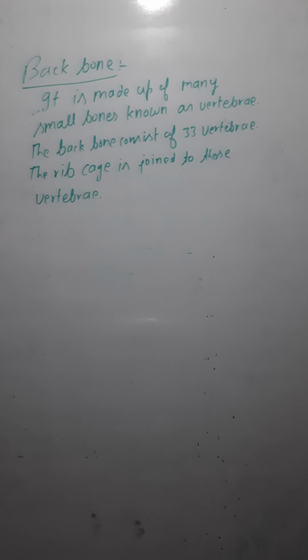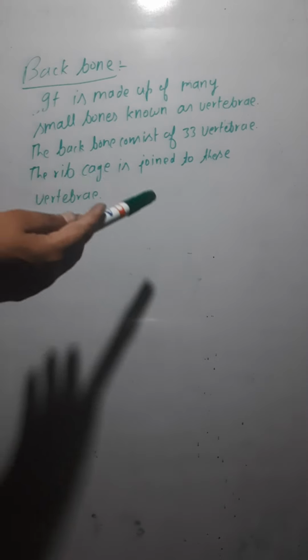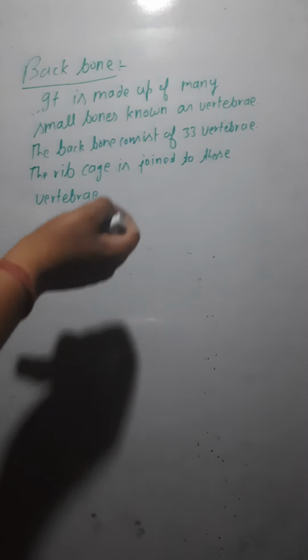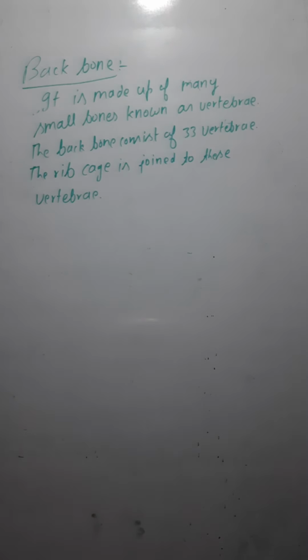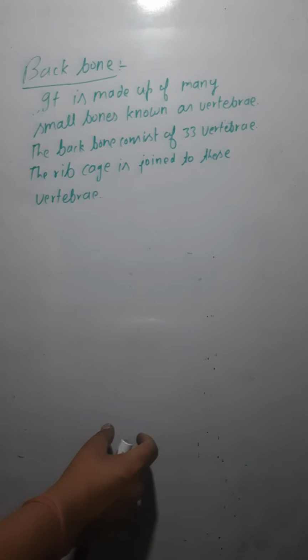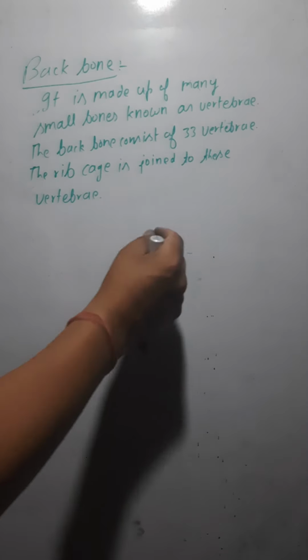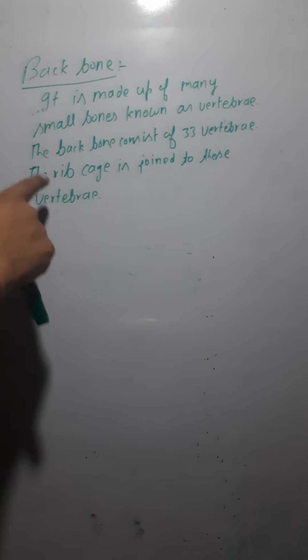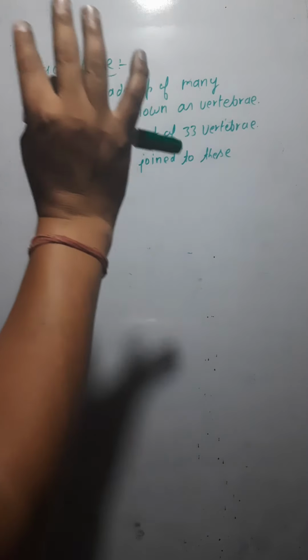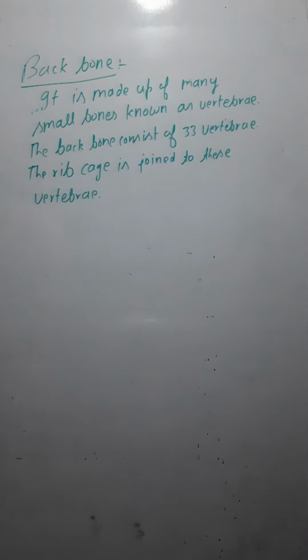Now if we talk about the backbone, it is made up of many small bones. Just now we discussed that all these small bones are known as the vertebrae. You do not have a single bone there; rather, many bones are joined together. That is why we are able to bend. These small bones, the vertebrae, are 33 in number. And the rib cage is joined to these vertebrae, isn't it? So this is the structure of the backbone that you also have to make, and this is what you have to write about the backbone.